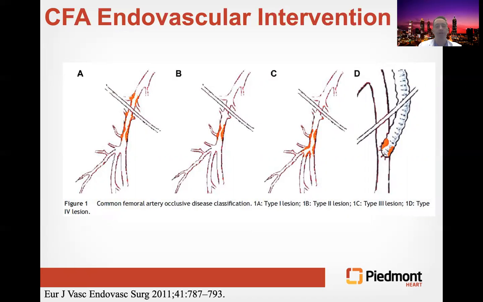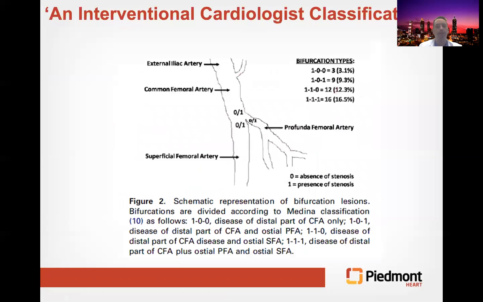And so the one classification that went out there was type 1, type 2, or type 3 lesions, or type D involving a graft. I think it's important when you're looking at this because obviously type C lesions in this classification are different than type B lesions. And this is just one classification that's out there.